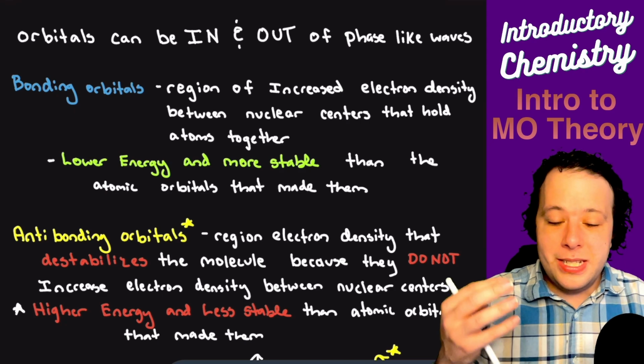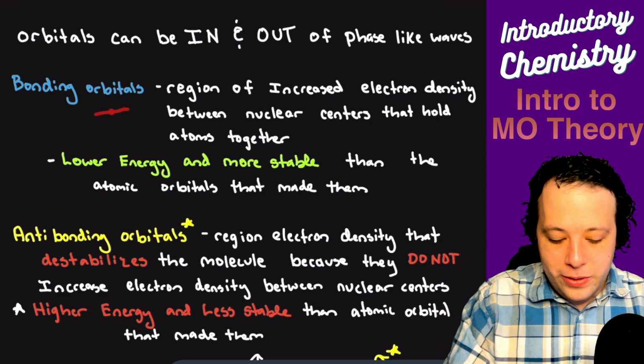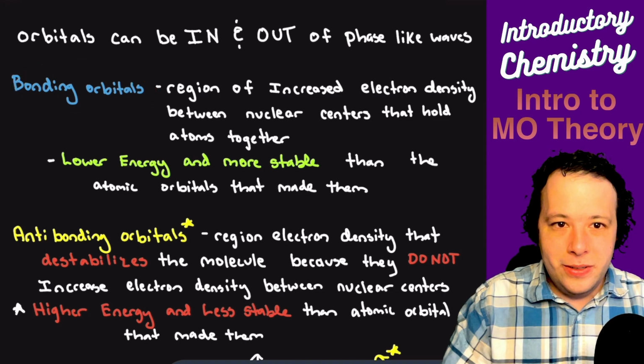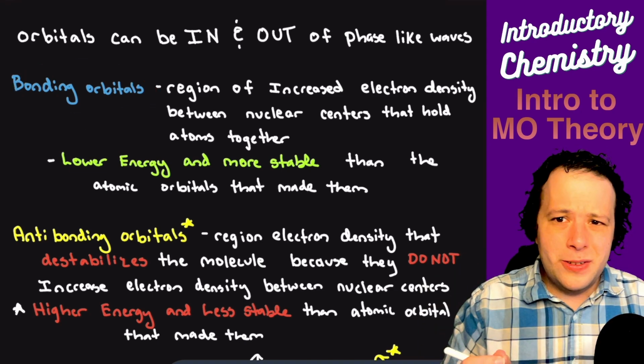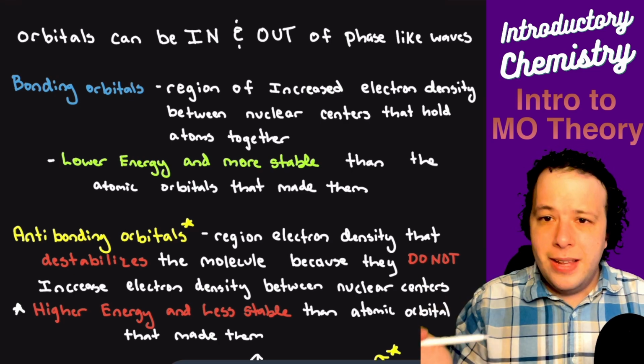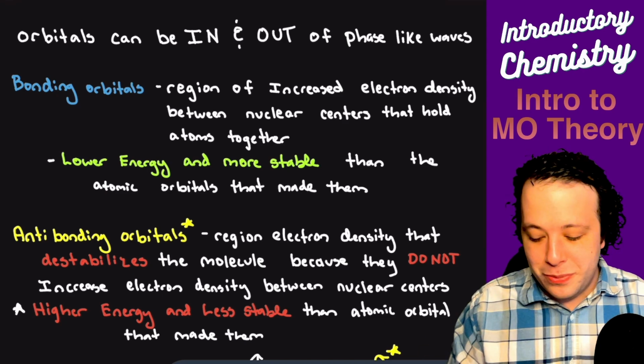So every time, let's say you have s and s interact, what you're going to get is one orbital that is going to be a bonding orbital, and the other one's going to be anti-bonding. Now, what's the difference? Does that mean one doesn't even interact? Not entirely. It's more of a vernacular word that's been chosen by the community.